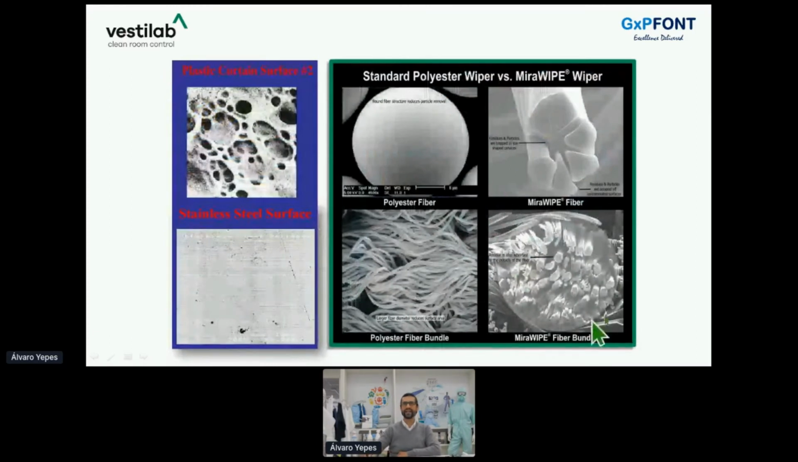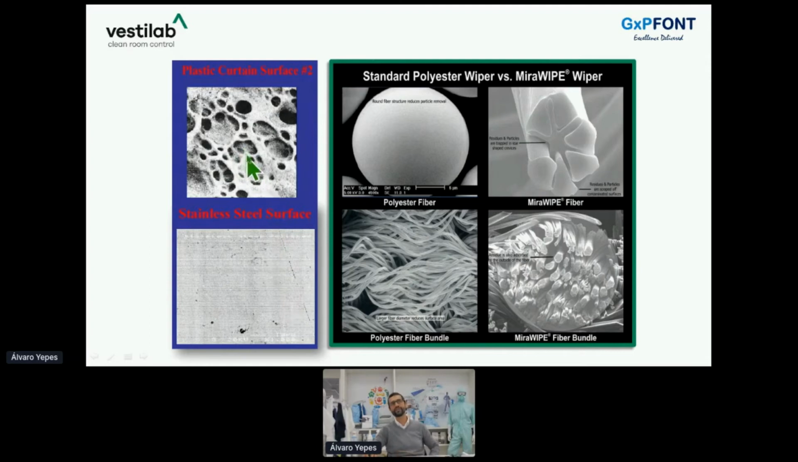Also, the size of the fibers themselves, as you can see. This is, for example, the size of a polyester fiber that is round, like in the first picture, and the microfiber that is star-shaped. A bundle of fibers occupies the same area as a single polyester fiber. So just like a claw, they are capable of going into these imperfections of the material.